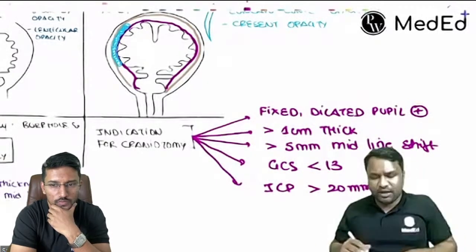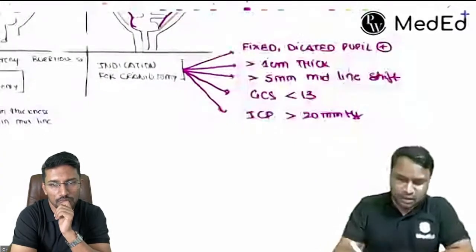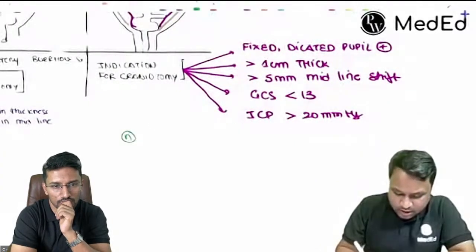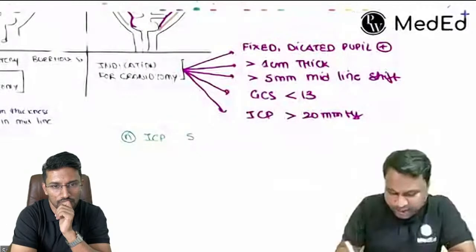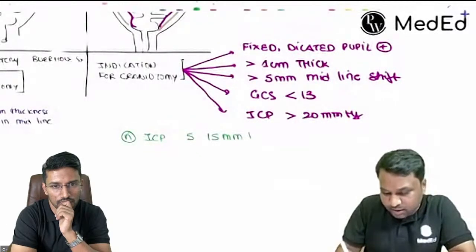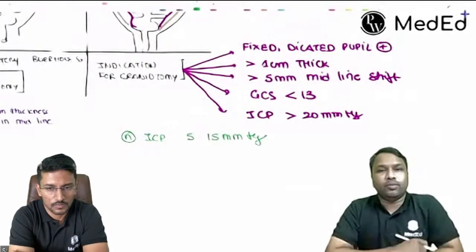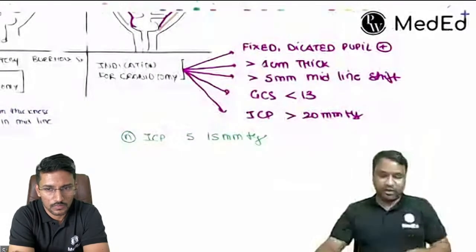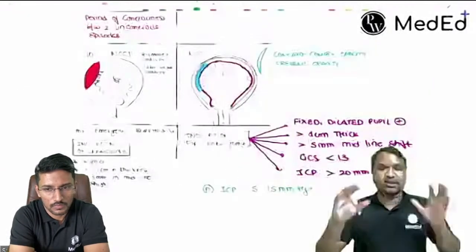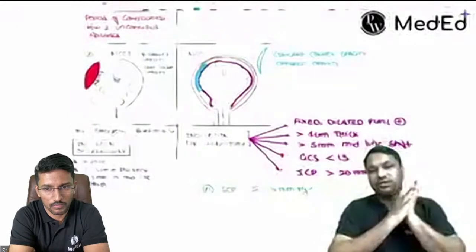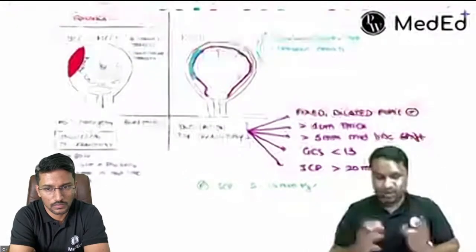That brings up an interesting question. What is your normal intracranial pressure? The normal intracranial pressure is going to be 5 to 15 millimeters of mercury. And these are the indications for intervention wherever you get these particular injuries, right?